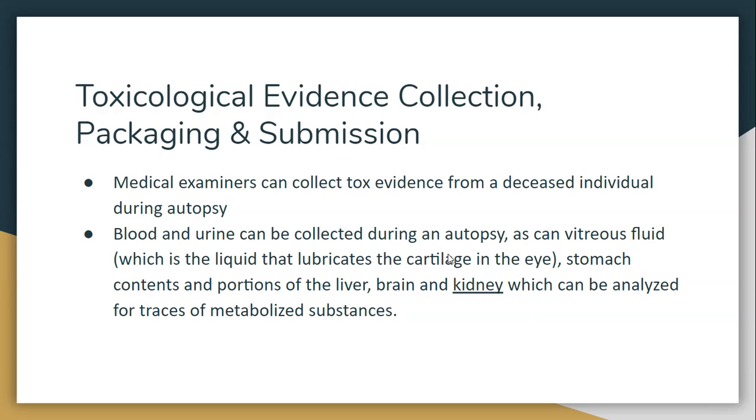Medical examiners are going to be the ones that collect toxicological evidence from somebody that is dead. And they do that during the autopsy. They can get blood and urine during an autopsy, as well as vitreous fluid, which is, again, the liquid that's in your eyeball. And then they will look at stomach contents, portions of the liver, brain, and kidney to figure out if some poison has been metabolized.